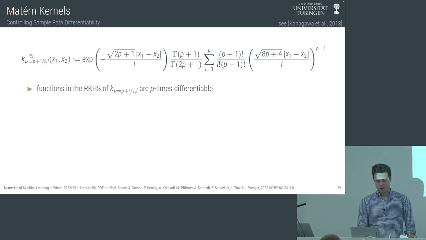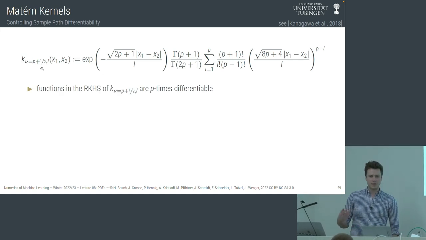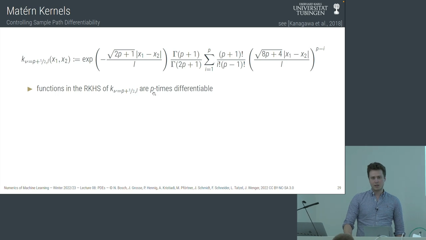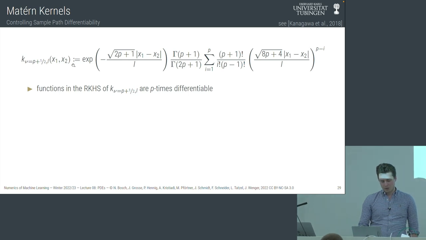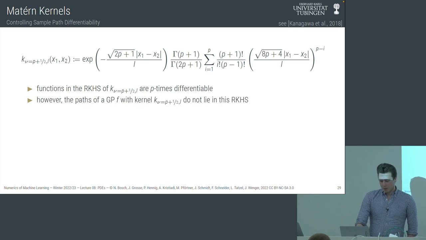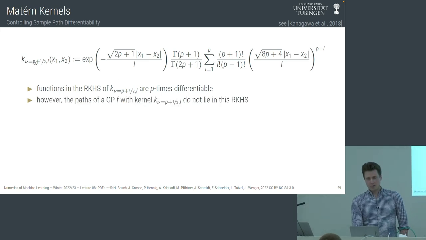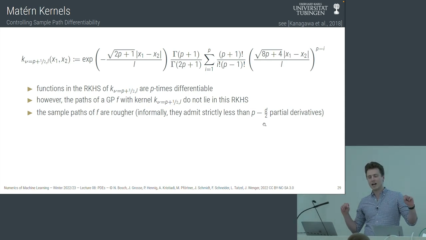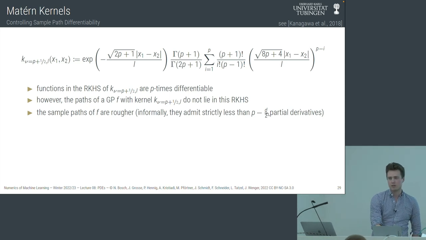First of all, the RKHS generated by that kernel, so the function space that is generated by this kernel, contains functions that are p times differentiable. If you get a function from that space, you can continuously differentiate it p times. But the problem is that if you have a GP with specifically this kernel, then the samples are not p times differentiable. The samples have fewer continuous derivatives. Informally speaking, you can show that there are d half times fewer partial derivatives, where d is the input dimension of the kernel.